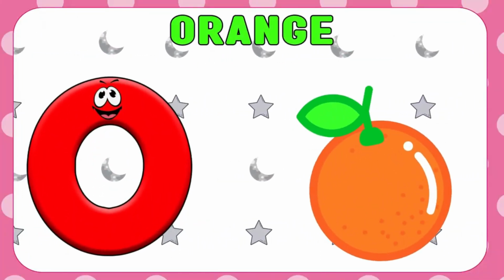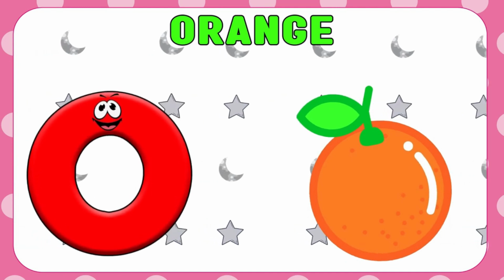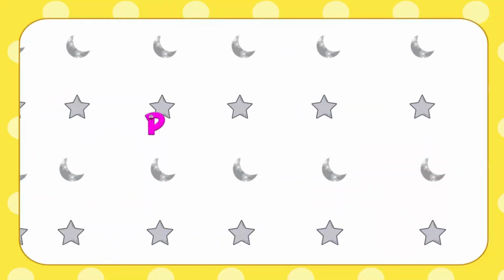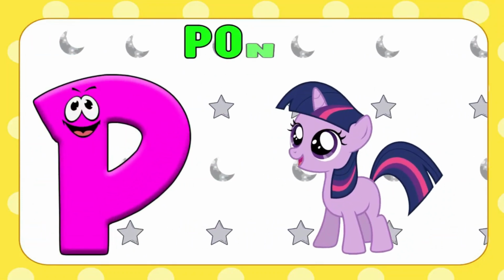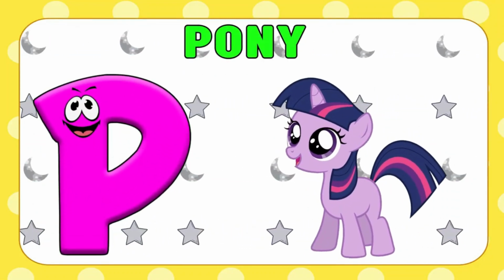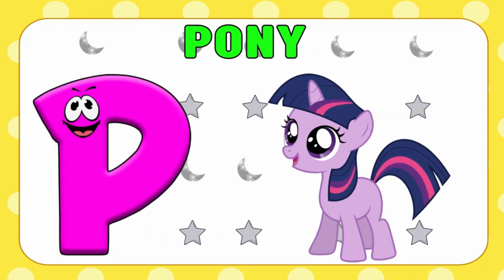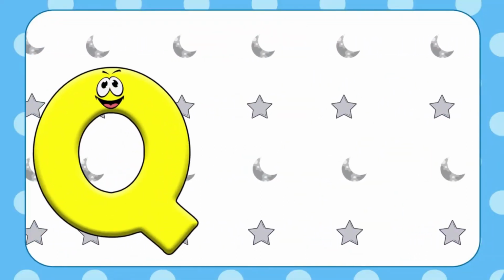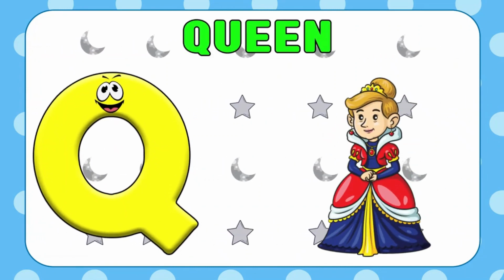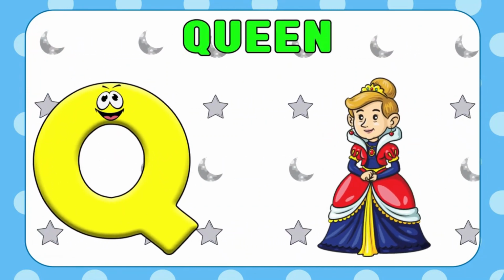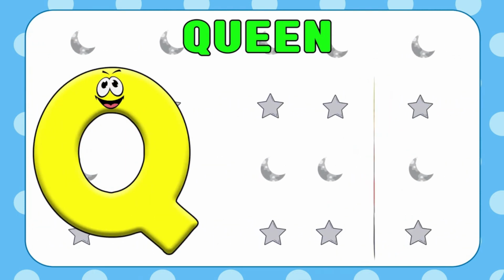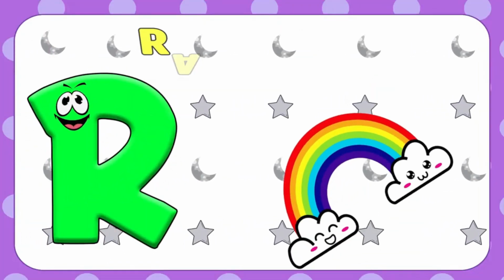O is for orange. O, O, orange. O, orange. P is for pony. Pony. P, pony. Q is for queen. Q, Q, queen. Q, queen.